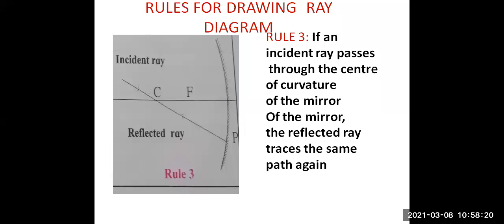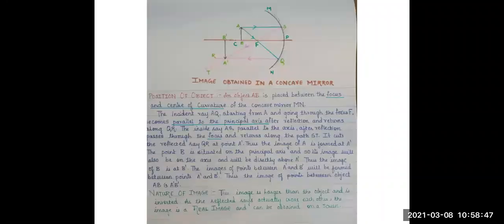Now by seeing these three rules, we have understood that we are always seeing the incident ray first, and then we are observing or understanding what happens to the reflected ray. So these were the three important rules for drawing a ray diagram. Now we are going to see how the images are obtained in a concave mirror.